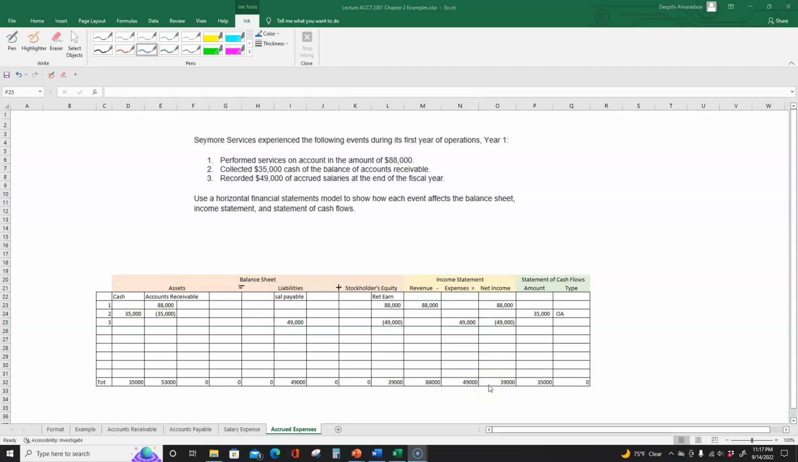Now let's look at the statement of cash flows. Was the statement of cash flows affected by this transaction? No, it wasn't, because there was no cash involved in this transaction. The statement of cash flows is not affected.